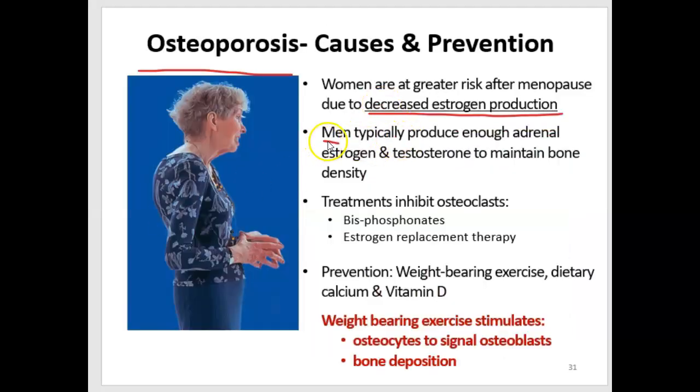So men throughout their lifetime, believe it or not, make enough estrogen, and that comes from their adrenal gland, which we haven't really talked about, but men also make estrogen. Women do too, but most of their estrogen comes from the ovaries. But in addition, men make testosterone through the testes, and that's continually throughout their life. That usually is enough to maintain bone density, enough osteoblast activity. But in women, this loss of estrogen decreases osteoblast activity, and so there are various treatments.